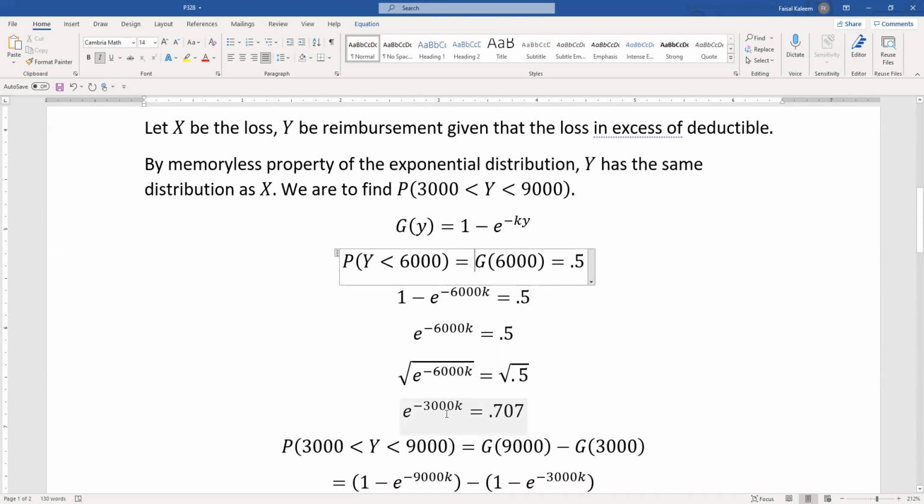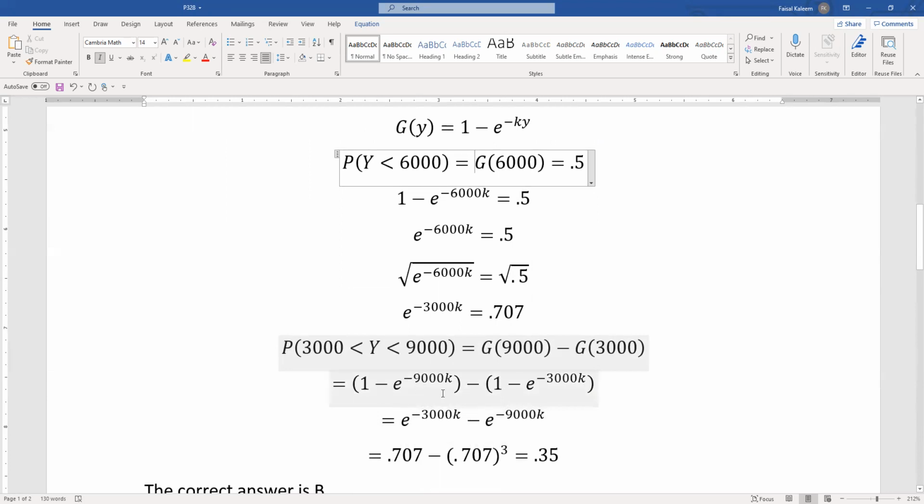And now the advantage of just calculating e to the negative 3,000 k is that when you want to find this probability that y is between 3,000 and 9,000, that's g of 9,000 minus g of 3,000, and that will be 1 minus e to the negative 9,000 k minus 1 minus e to the negative 3,000 k. The ones will cancel out and it will be just e to the negative 3,000 k minus e to the negative 9,000 k. So now we notice that we can directly substitute the 0.707 for the e to the negative 3,000 k, and the e to the negative 9,000 k is the cube of e to the negative 3,000 k. So that would just be 0.707 cube, and the final result will be 0.35.